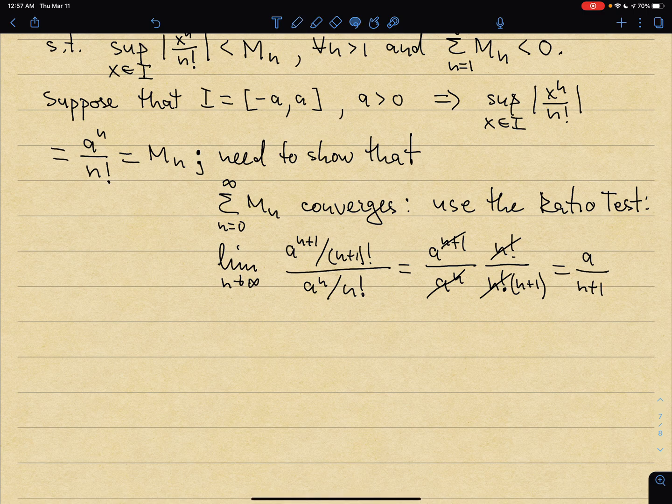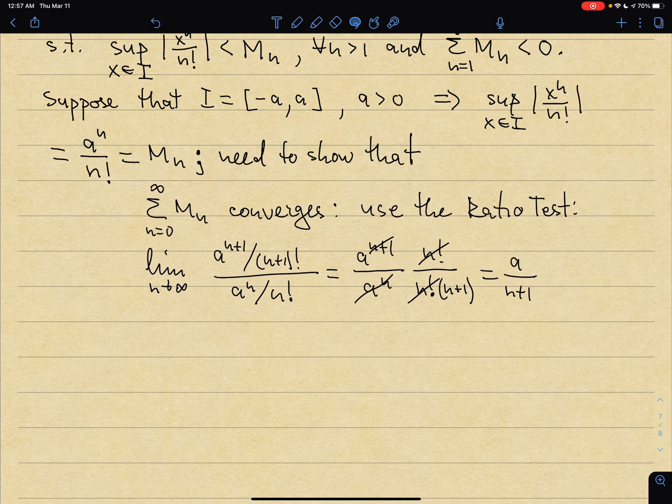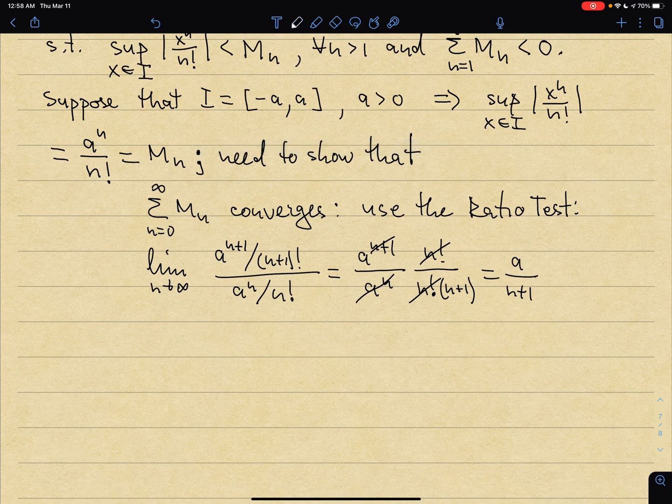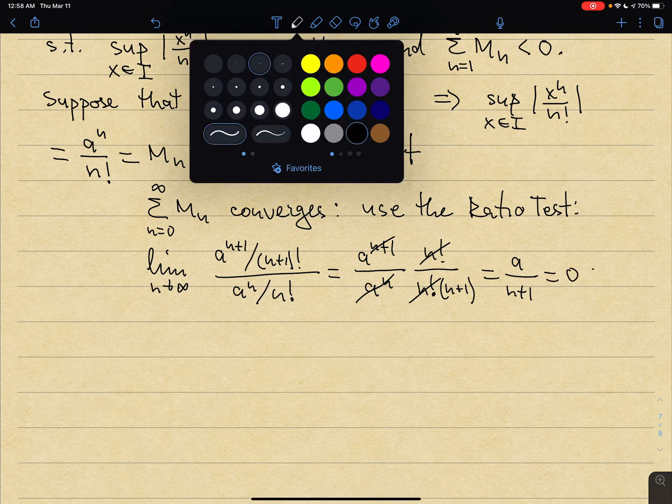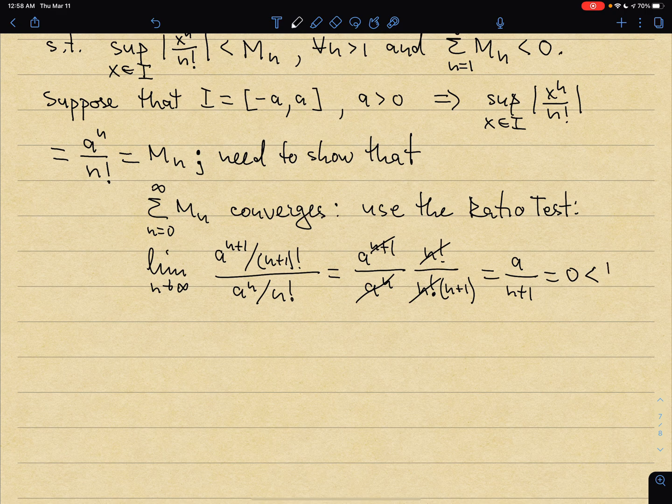And of course, what happens to a over n plus 1 for a fixed a as n goes to infinity? This is 0. And 0 clearly is less than 1, right? So the series of mn is indeed convergent. The series of mn converges.